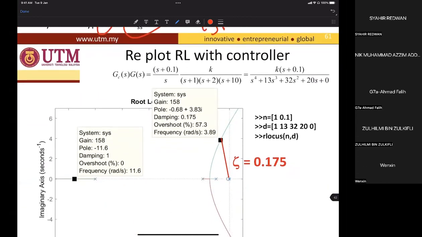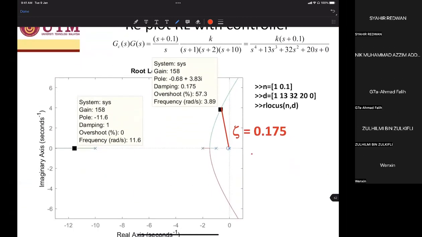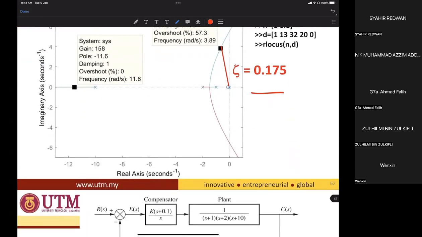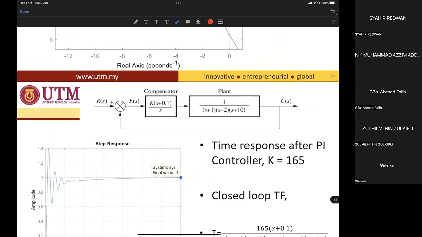Then we plot again, and we get the same root locus as previous, even though we combine S plus 0.1 and S, because this one looks like a dummy. We don't disturb anything. This is the pole and zero cancellation that increases the system type, that's all, and makes the steady state error become 0.